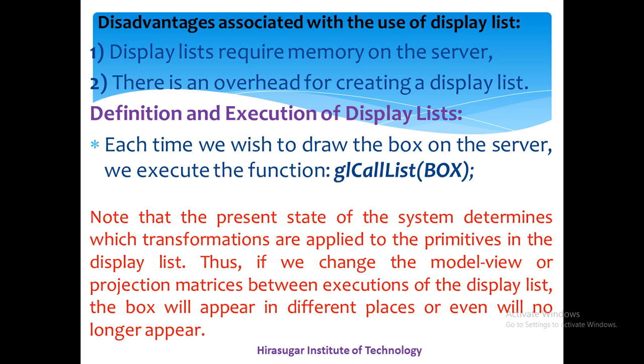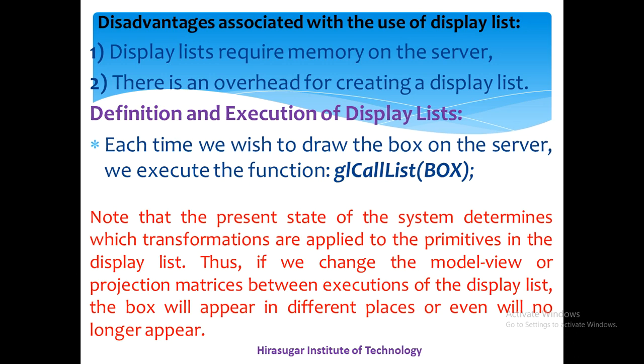How to call that one? There is an API available in OpenGL, that is glCallList, followed by the name of that display list, because there may be n number of display lists. You might have created them or others might have created them, right? Then you have to pick which display list you want to execute.